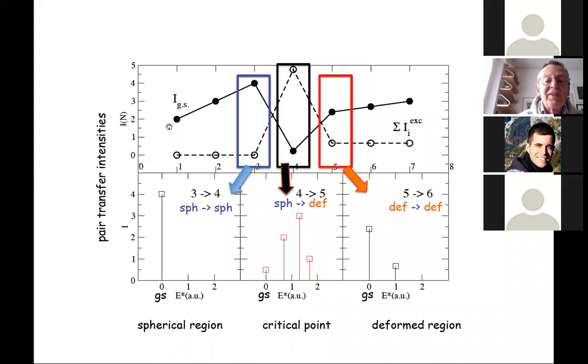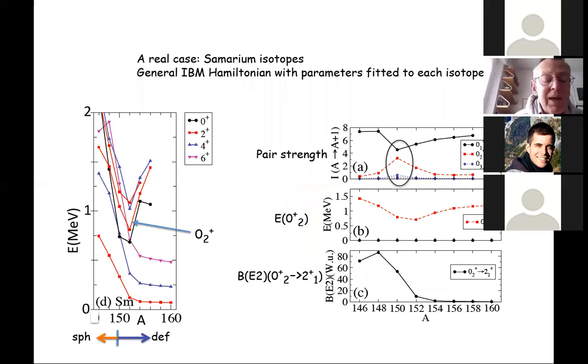This is the pair transfer intensity. Ground to ground is the largest, much larger than the excited state, and the same when you are in the deformed region. But precisely at the critical point, you have a strong decrease of the ground to ground and a strong increase of the ground to excited state, and also, as I said, a fragmentation of the strength. Okay, let's make the situation at least a little more complicated.